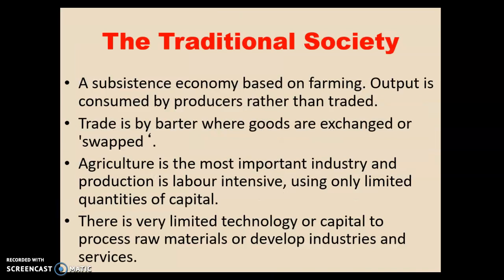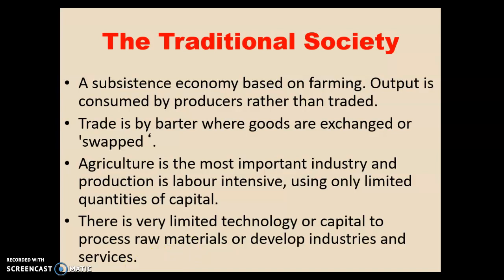So in the traditional society, we've talked a little bit about this, it's a subsistence economy. People make what they need to survive rather than trade, or they do a bit of bartering. Agriculture is most important, maybe some fishing, maybe a little bit of mining. That would be about it really. Very limited technology or capital to process the raw materials or to develop industries or services.